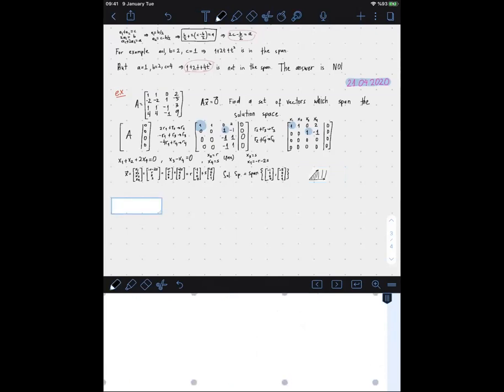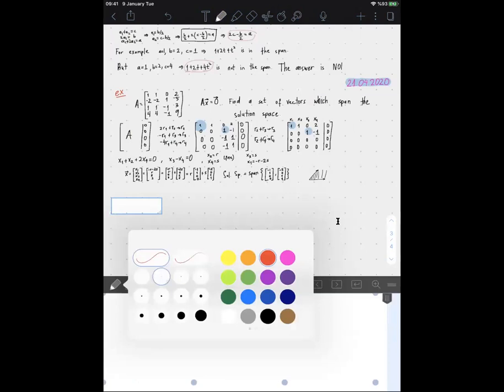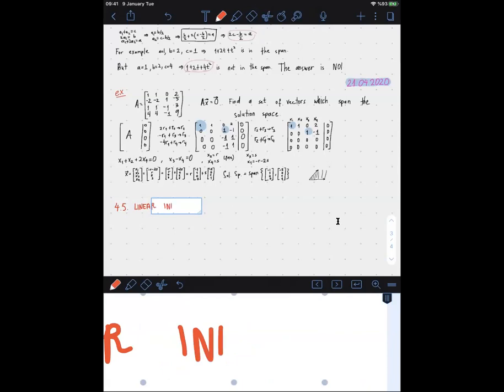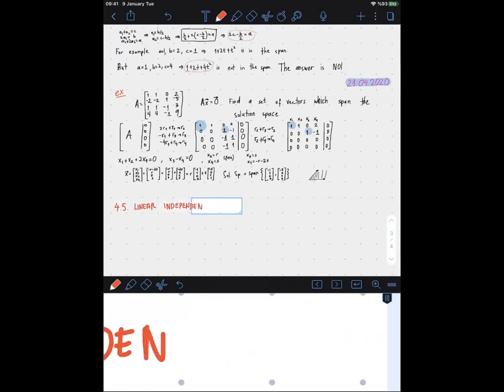Section 4 point what? 5. Section 4.5. Let me make this bigger. So the name of this section is linear independence.